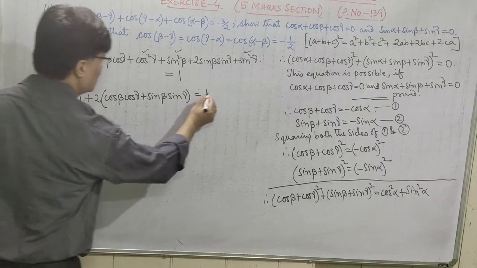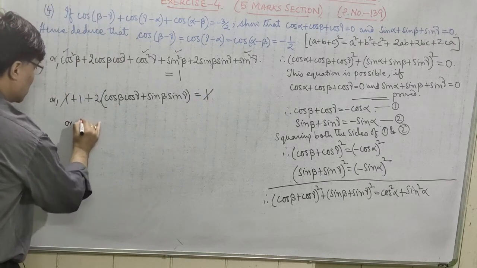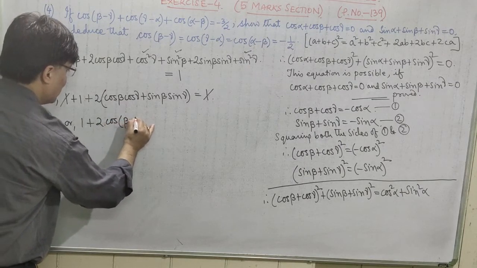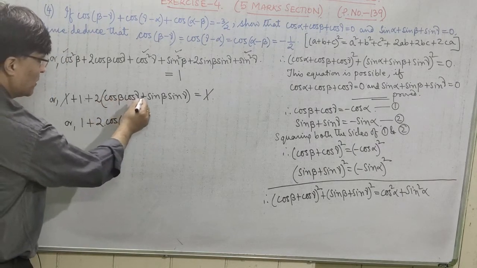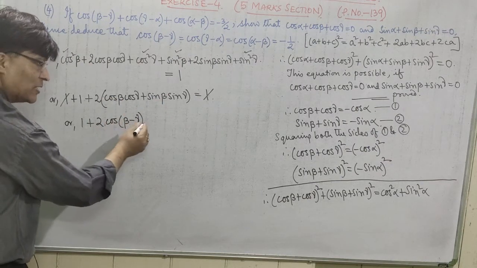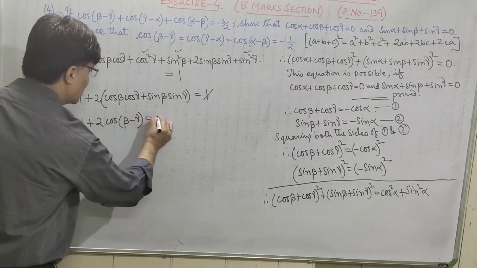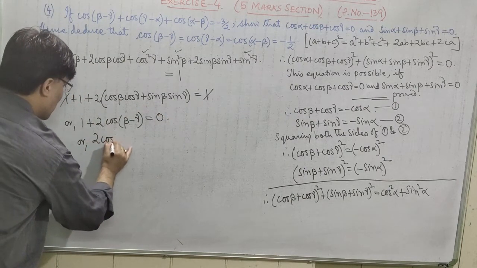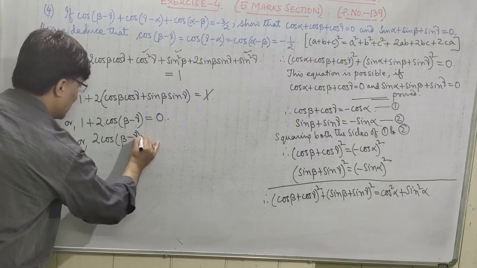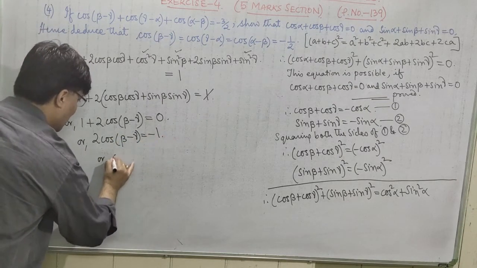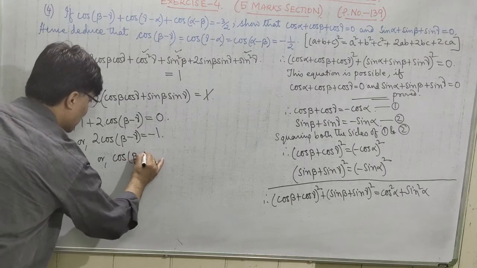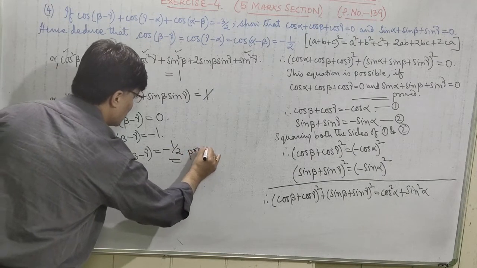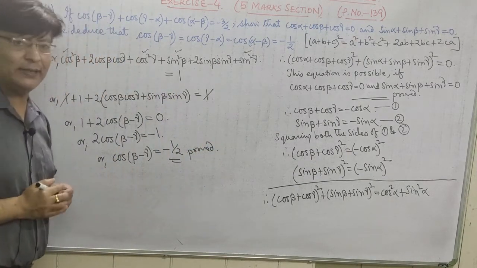From both the sides you can cancel this 1, or this is 1 plus 2 into, what is the formula? Cos A cos B plus sin A sin B is cos of A minus B. That is cos of beta minus gamma, which is equal to 0. So 1 is taken to the right hand side. So it is 2 cos of beta minus gamma is equal to minus 1, or the value of cos of beta minus gamma is equal to minus half. So it is proved.